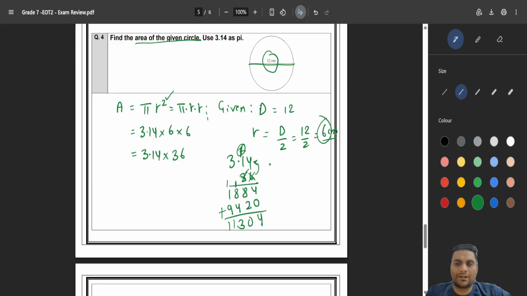Here 11. Now check. After the point, how many numbers? 1 and 2, two numbers. So after 2 numbers, put the point here. So the answer will become 113.04 centimeter square. Don't forget to put the square here. Why? Because we are multiplying 2 r's, right? So 2 r means the power should be 2. So the power of the unit should also be 2.